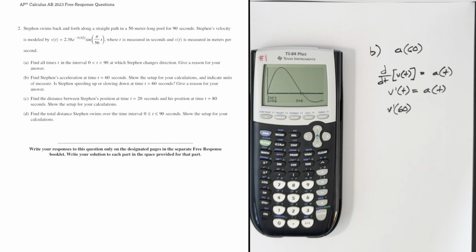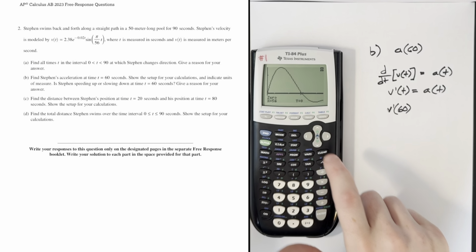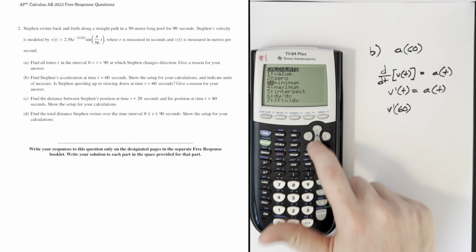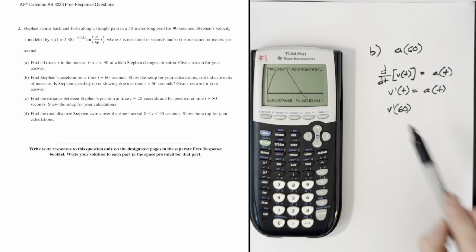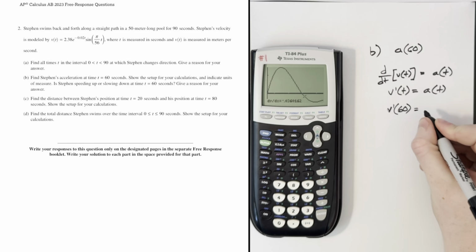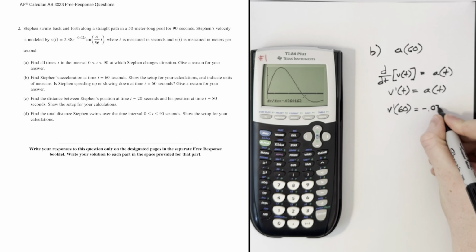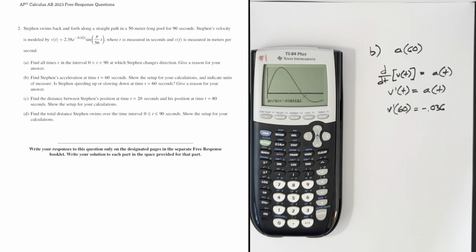And the fantastic thing is we have this graph of v right here. And we know that the derivative of this graph is super easily solvable using our best friend, which is once again second calc. If I go down to dy dx, I can find the derivative at any point on this graph. I'm looking for v prime of 60, so I'm just going to type in 60. Enter, boom, got it. It is negative 0.036, right? Super easy.